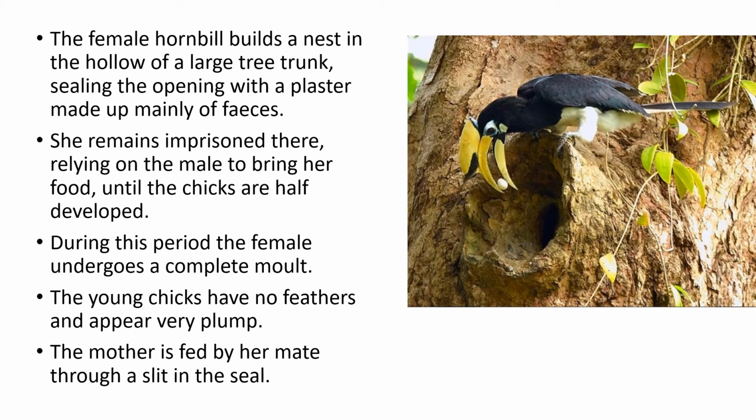She remains imprisoned there, relying on the male to bring her food until the chicks are half developed. During this period, the female undergoes a complete molt. The young chicks have no feathers and appear very plump. The mother is fed by her mate through a slit in the seal. So the entire family now depends upon the male, who is bringing food and water and whatever the requirement of the bird is.